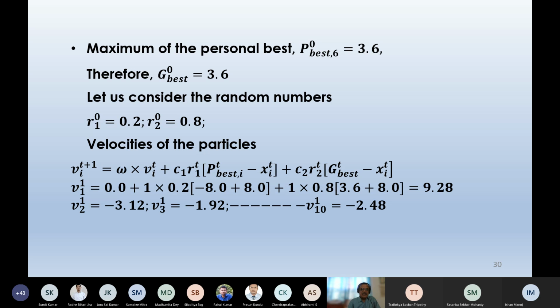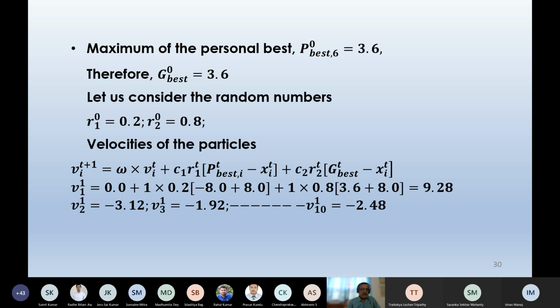Let us consider the random numbers R1 equals 0.2, R2 equals 0.8. So this is R1 and this is R2. And C1, C2 and W, we have assumed are equal to 1.